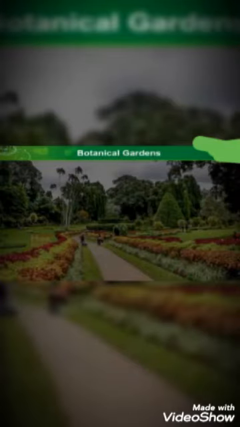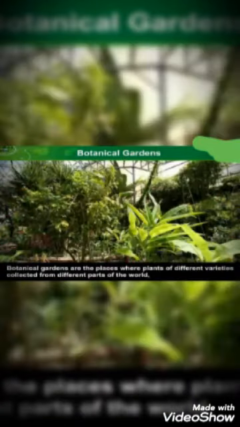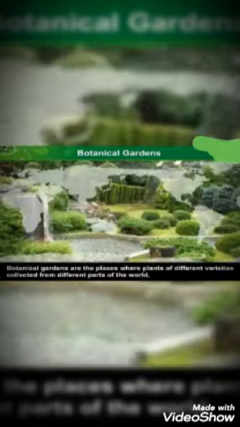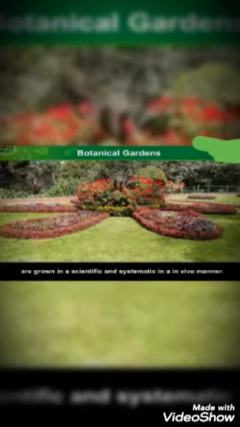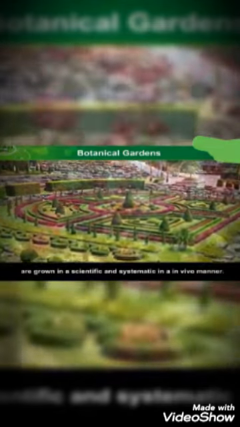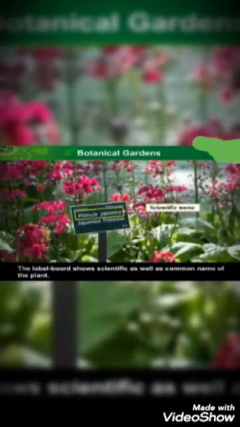Botanical gardens. Botanical gardens are the places where plants of different varieties collected from different parts of the world are grown in a scientific and systematic in vivo manner. Plants are labeled. The label board shows the scientific as well as common name of the plant.